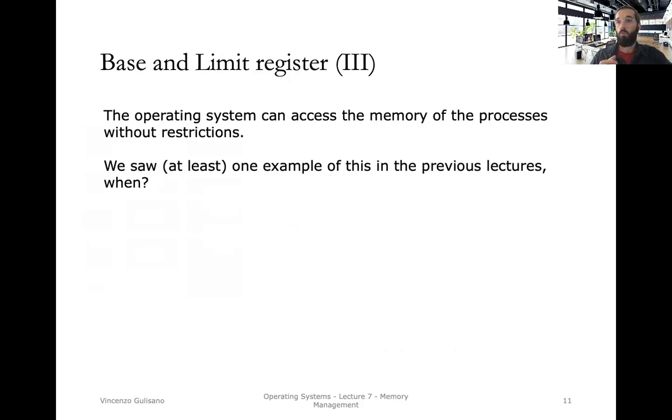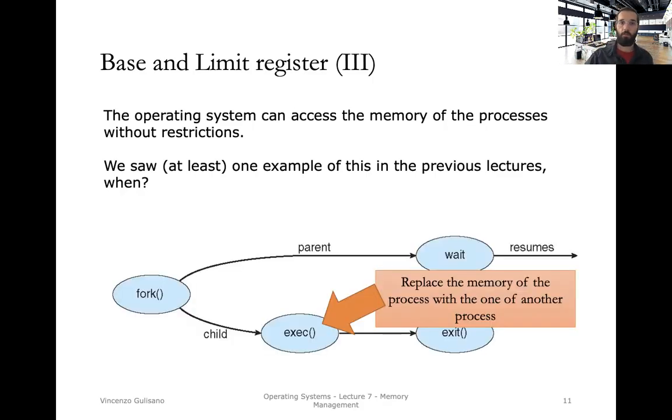Now, we know that the operating system is more powerful than any other process because it can run in kernel mode, and it can not only read the memory of other processes, but also modify the registers that refer to other processes without restrictions. And we already saw an example of this, and now you probably understand why things are starting to fit together.